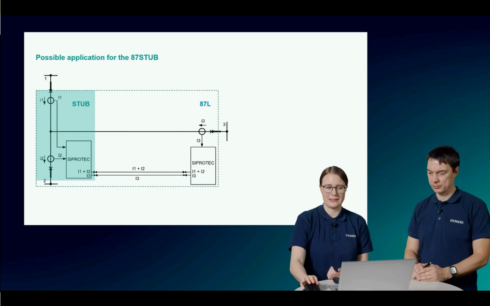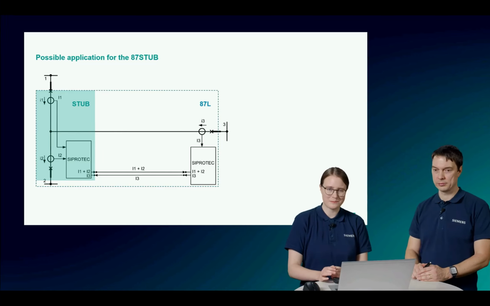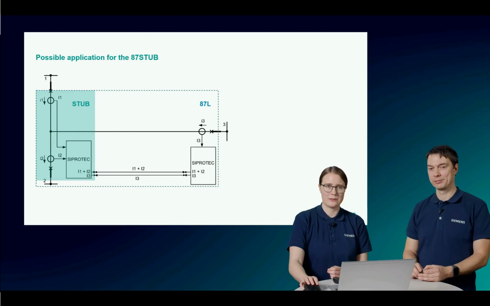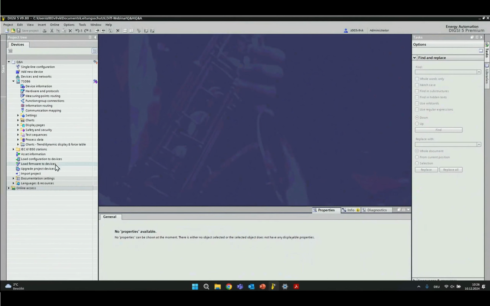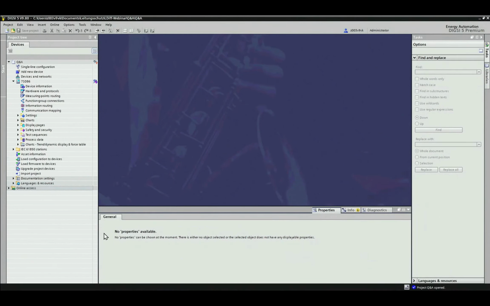So I prepared a little DIGSI example. When the studio team could please, thank you, perfect. Now my DIGSI should be visible, thank you. I simply created a 7SD86 device, and this 7SD86 is the device where we have the application template available that I just showed.